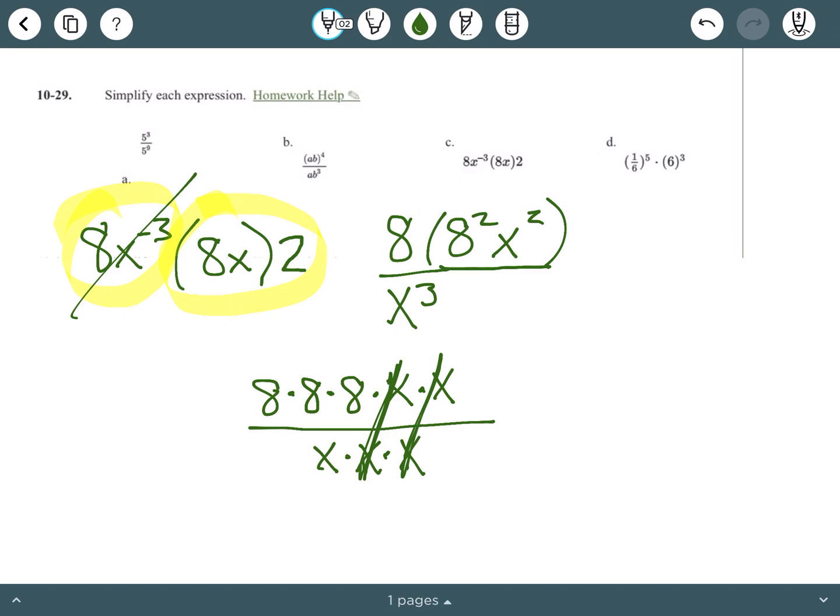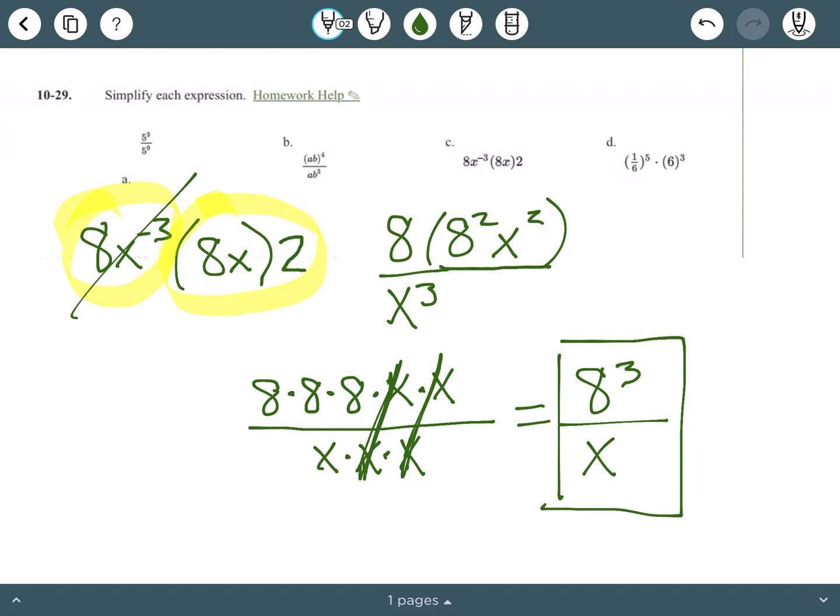So on top, we're left with 8. You can see we're left with 8 times 8 times 8 times 1 times 1. So a simplified way of writing that would be 8 to the third. And then on the bottom, all we have is an x. So our answer for this one should be 8 to the third over x.